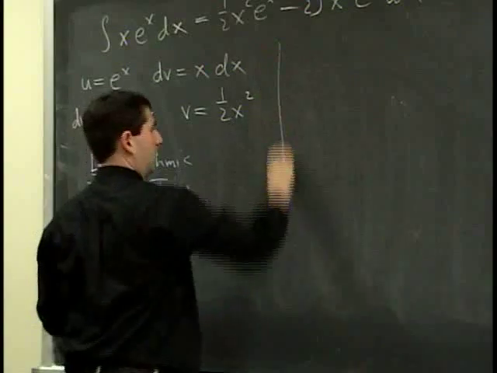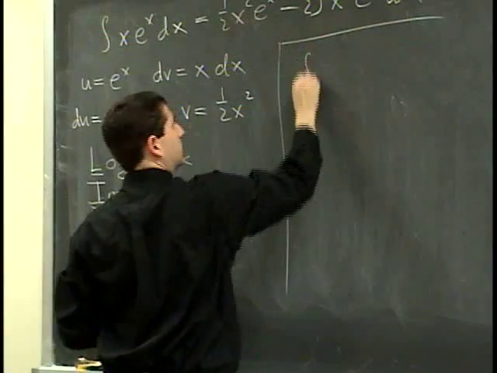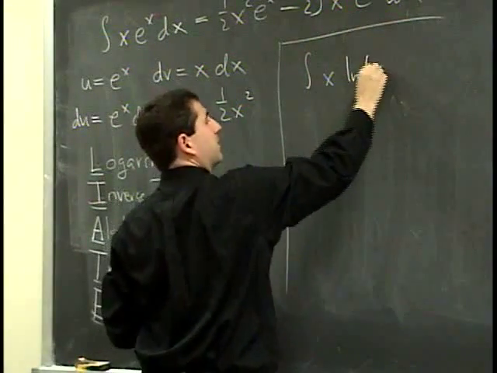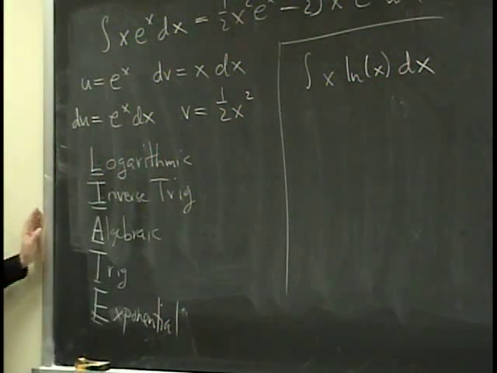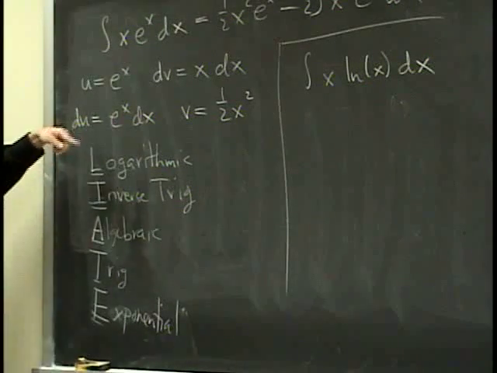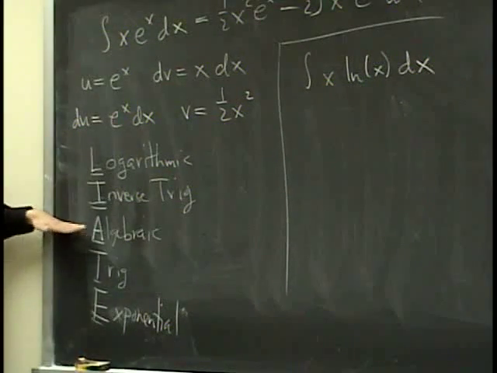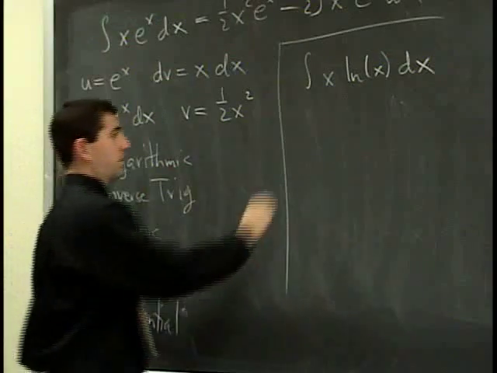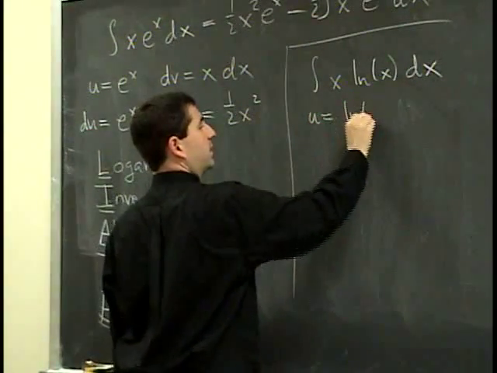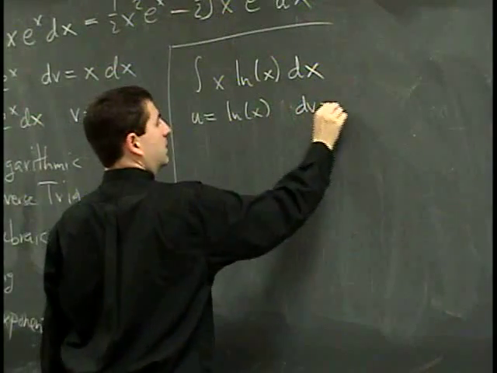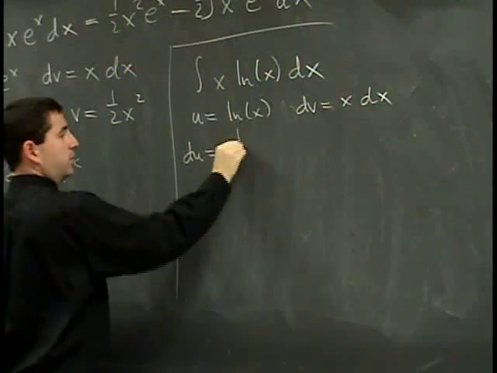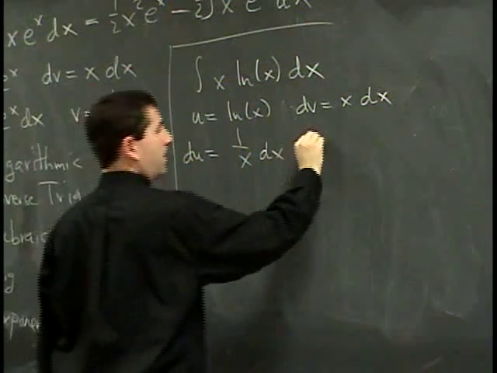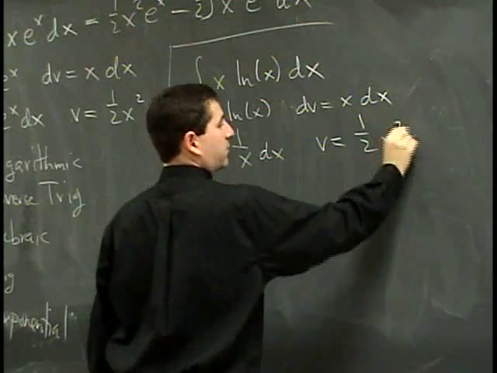So what if we had x ln of x? What should we use as our u? ln of x. ln of x is a logarithmic function, comes before algebraic. Okay, let's test it. So u equals ln of x, dv equals x dx. So du is 1 over x dx. V is equal to 1/2 x squared.